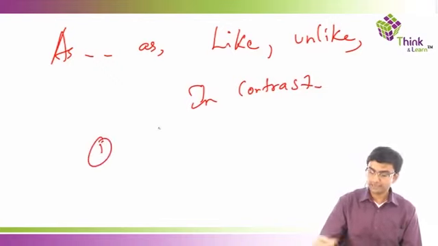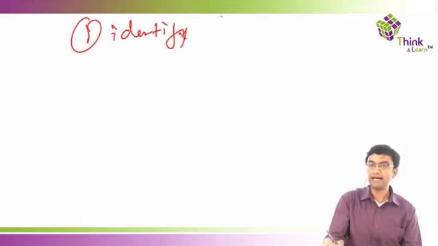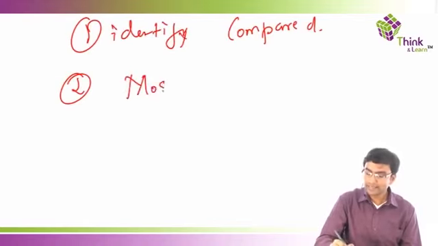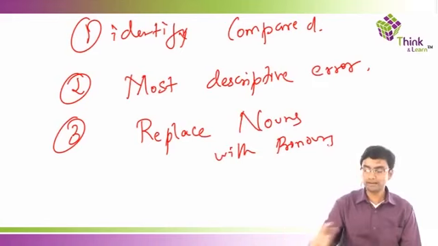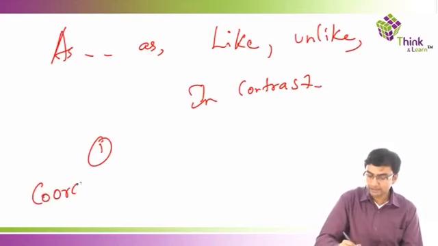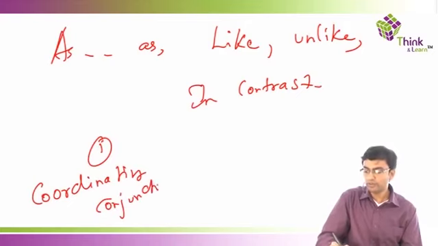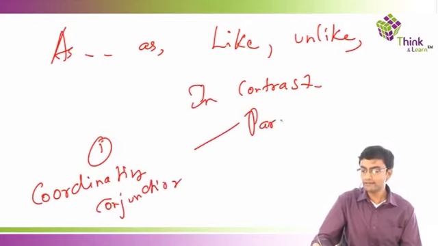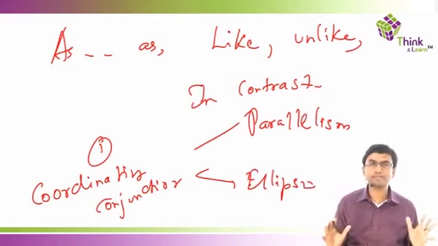What is the methodology we discussed? Step 1 is identify what is being compared. Step 2 is write the most elaborate answer, the most descriptive answer. Then you replace nouns with pronouns. That's very, very important. So that's how you do a comparison error. Again, going back to error indicators: the moment you see a coordinating conjunction, what will you do? You'll immediately check for parallelism error or ellipsis error. This is the standard methodology which you'll follow, guys. If you follow this methodology, you're done.